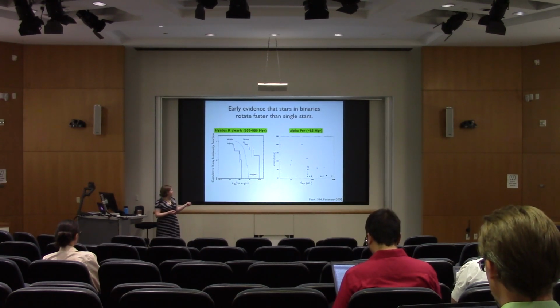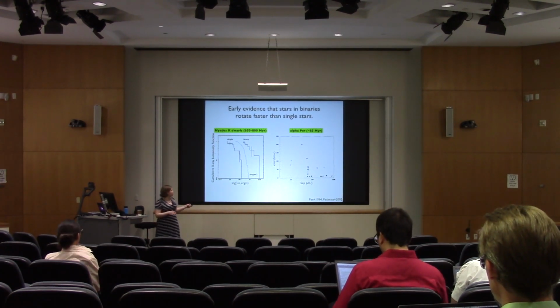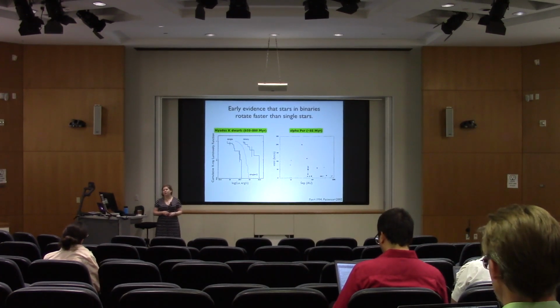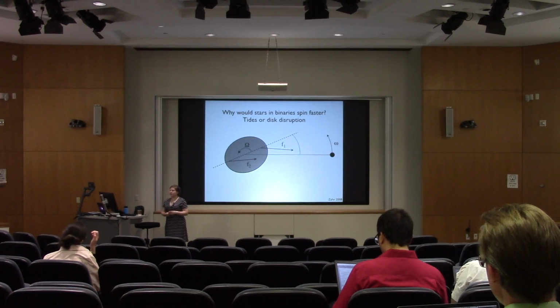In Patience et al.'s study of Alpha Per, she found that wide binaries had low V sin i's, so they're slowly rotating, but the handful of closer binaries that she had within about 60 AU were all rapidly rotating. And so why would this be happening? Well, one possible cause is due to tides.